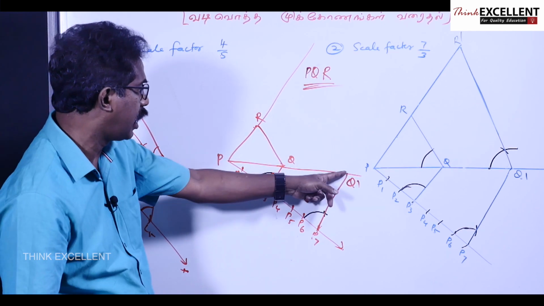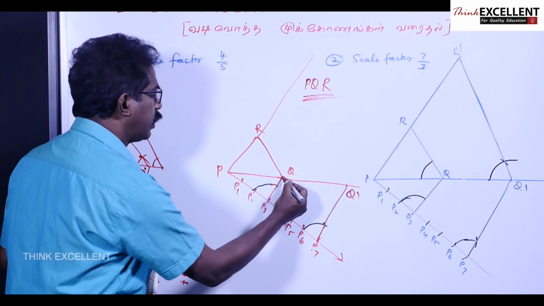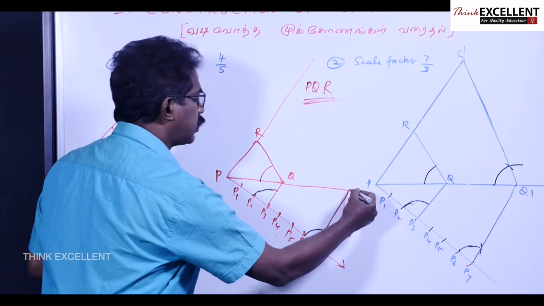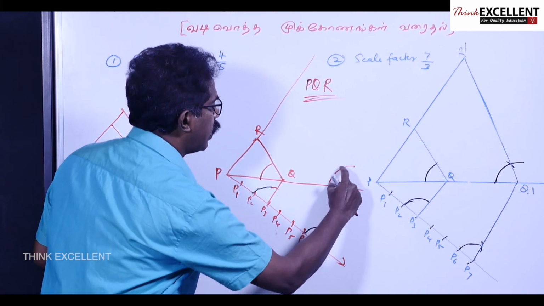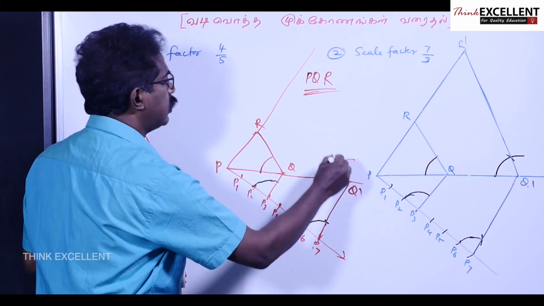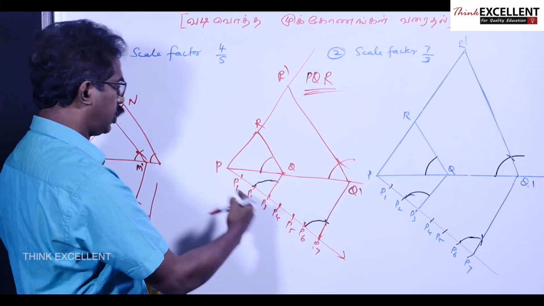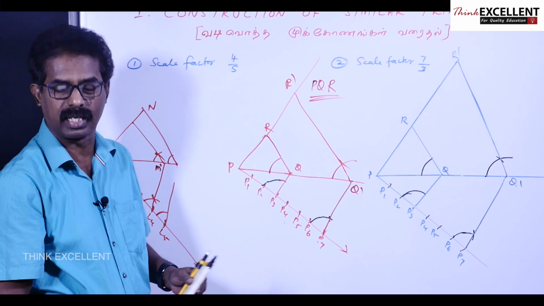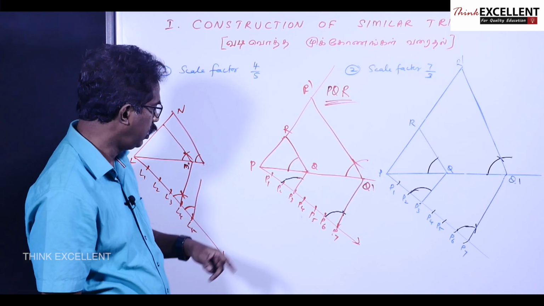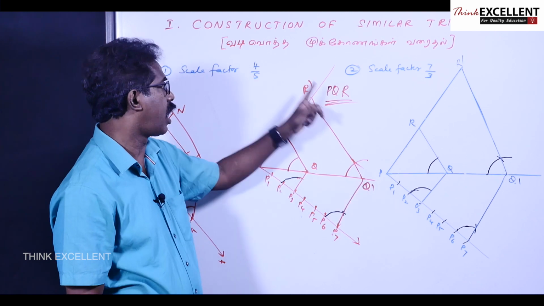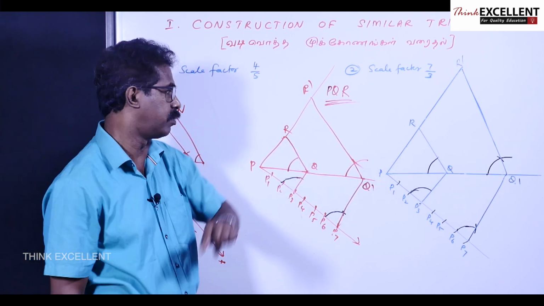Now at Q dash, you draw a line parallel to this QR. So further what do you do? Keep the point here, draw any arc, same measurement, keep the point, draw arc, measure this length, keep it here, cut it, join this, extend R dash. So this is the enlarged one. Both the triangles are similar. PQR is the given triangle. PQ dash R dash is the required similar triangle.